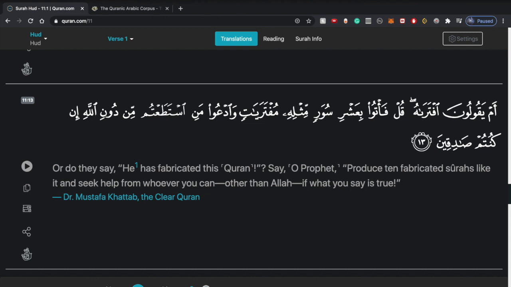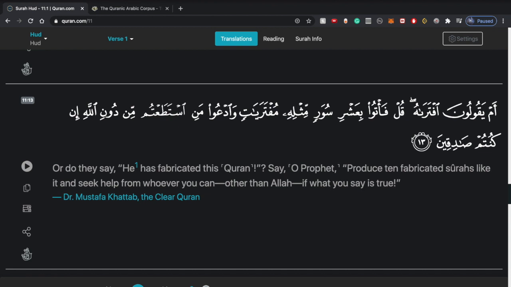Or do they say he has fabricated it? Say, produce 10 fabricated surahs like it and seek help from whoever you can other than Allah if what you say is true. Surahs basically meaning chapters. It's a bit more of an eloquent thing used to refer to chapters in the Quran, but the basic meaning here is chapter.